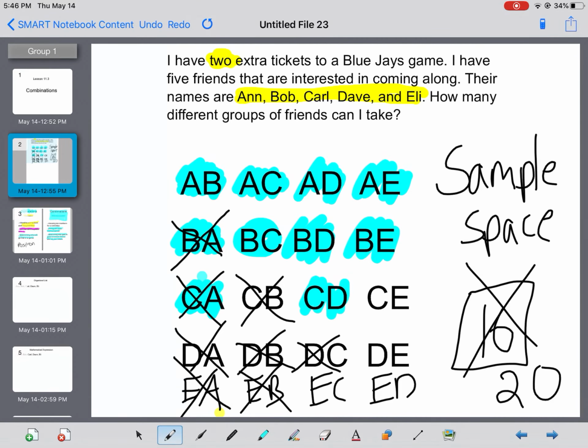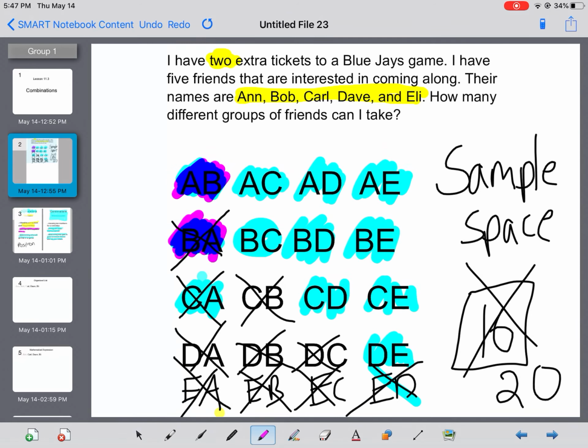Carl and Dave, same thing as Dave and Carl. Carl and Eli, same thing as Eli and Carl. Then we have Dave and Eli, which is the same thing as Eli and Dave. So what I've actually done is I've gotten rid of any combinations that were the same because order does not matter in this situation. So to reiterate, what I'm saying is that taking Anne and Bob is the same thing as taking Bob and Anne.